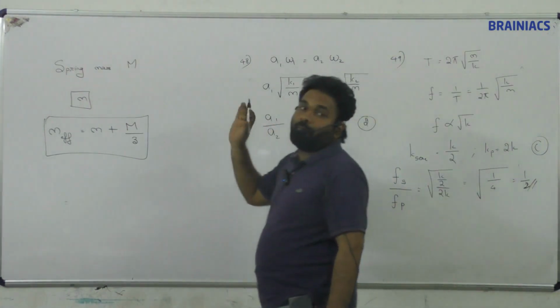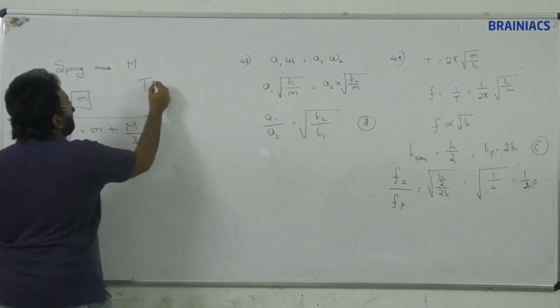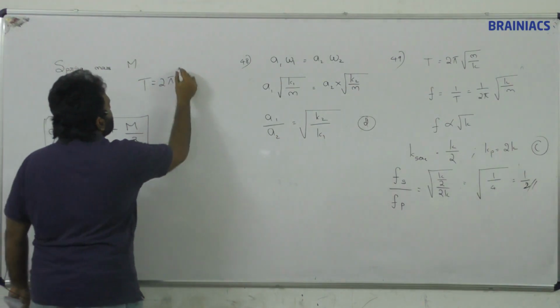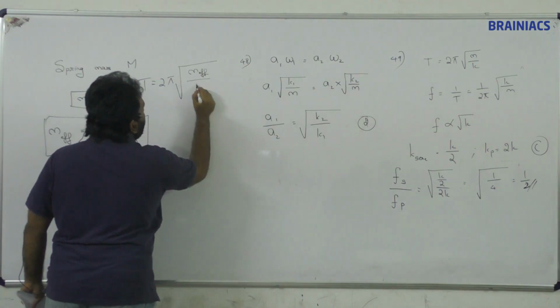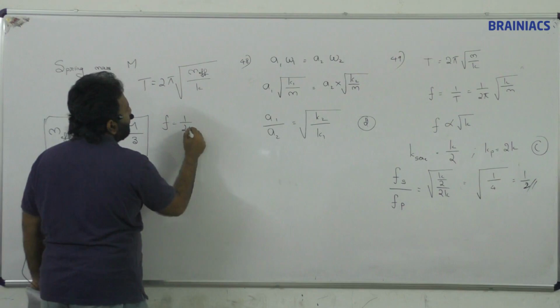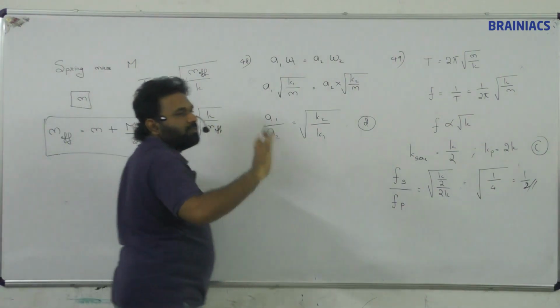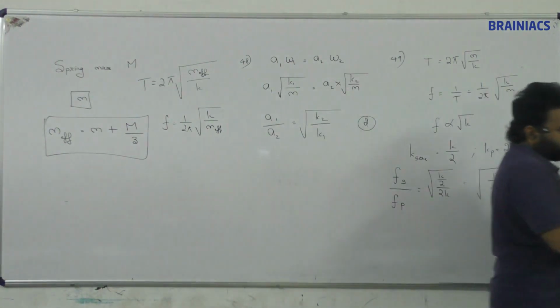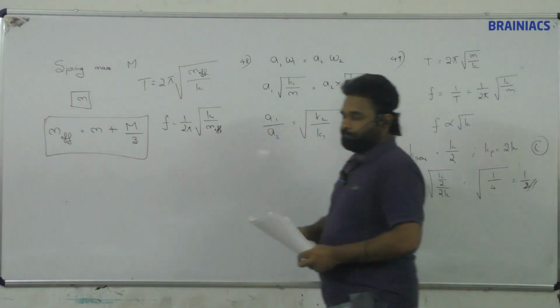2 pi into root of m by k. So in this case, the time period will become the same thing, everything else remains the same: 2 pi into root of m effective divided by k. Frequency will become 1 by 2 pi into root of k divided by m effective. Only that change we need to do, nothing else. Done?